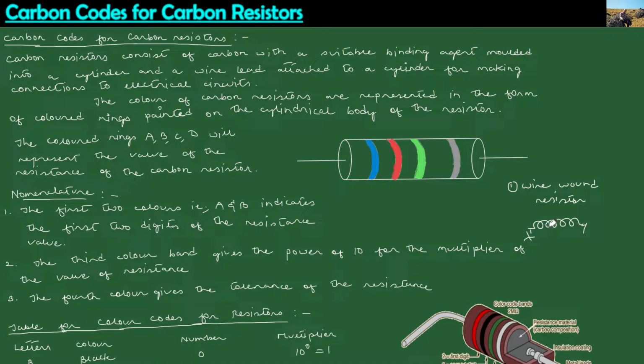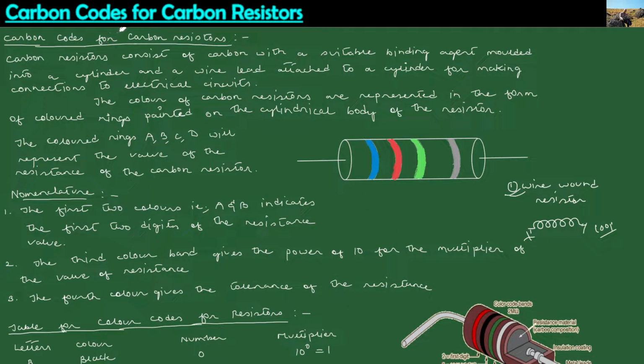When you pass current through these wires, it will enhance the amount of resistance. So we have wire wound resistors, and these will typically be a simple wire which is bent in the form of a loop. So that is our wire wound resistor.